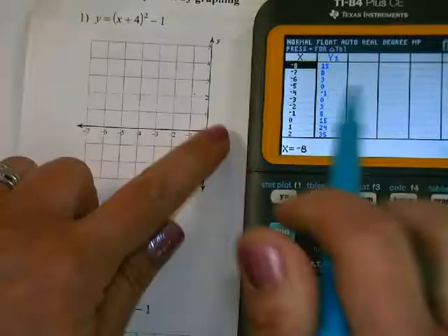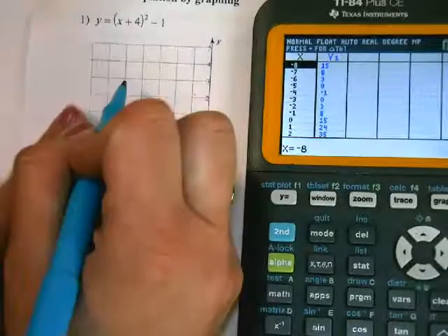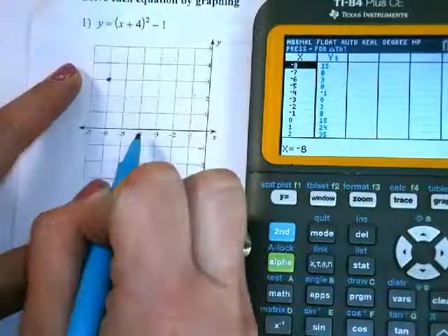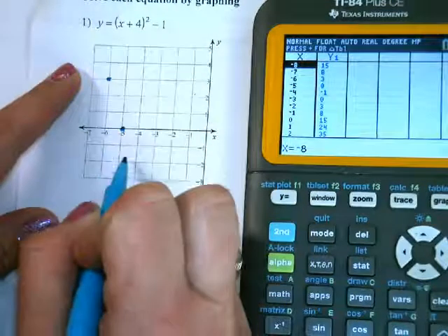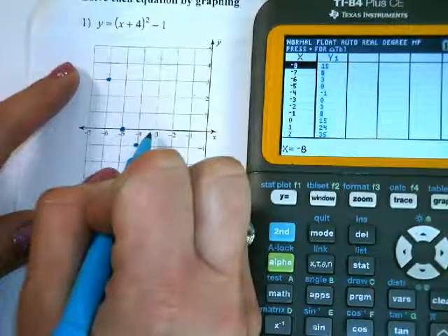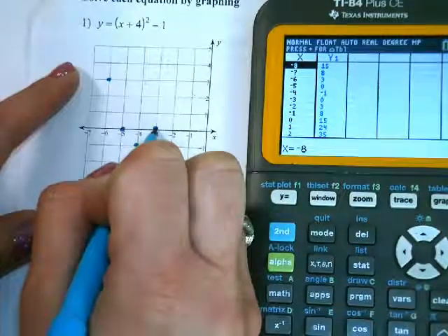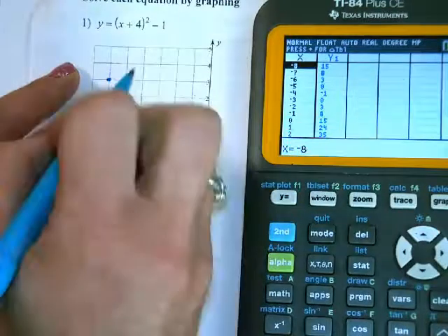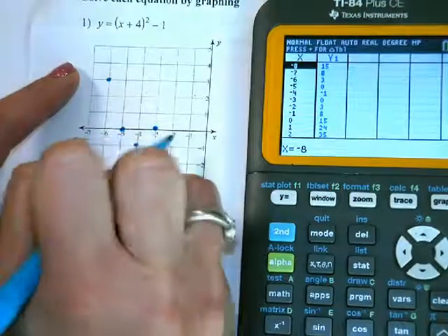Second graph, so at negative 6 I'm at 3. Negative 5 I'm at 0, there's the first one. Negative 4 I'm at negative 1. Negative 3 I'm at 0, there's the second one. Negative 2 I'm at 3.